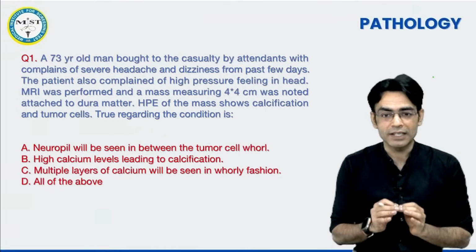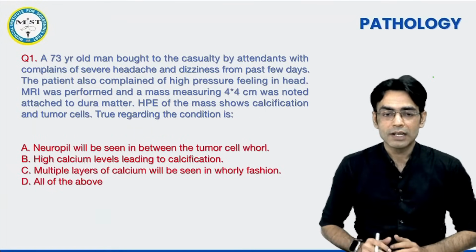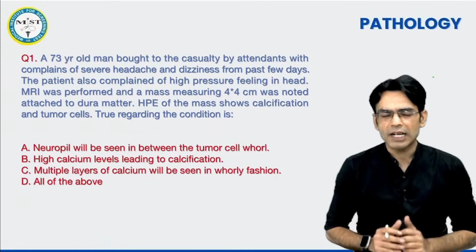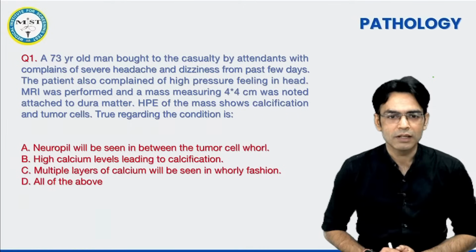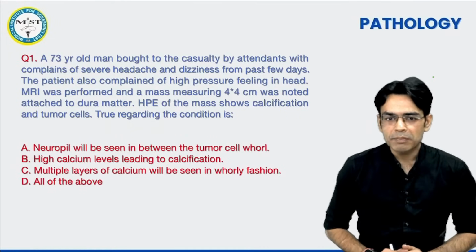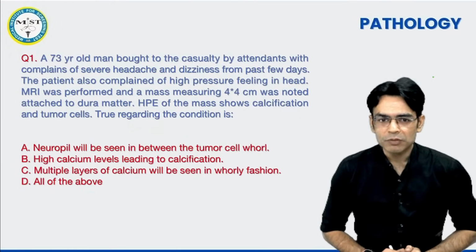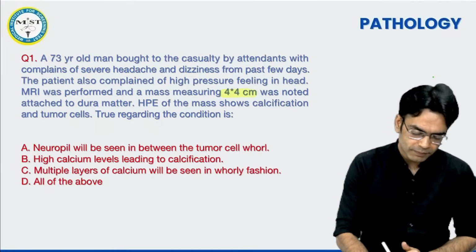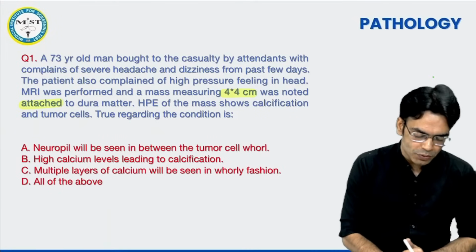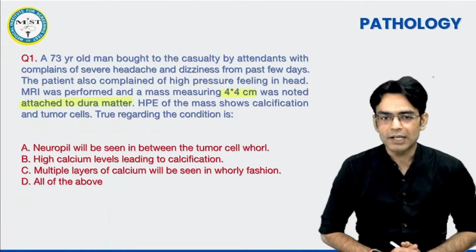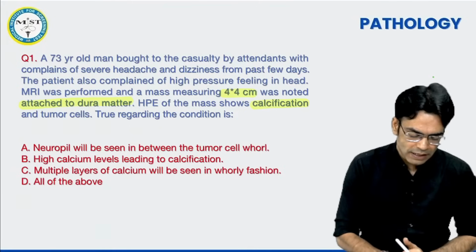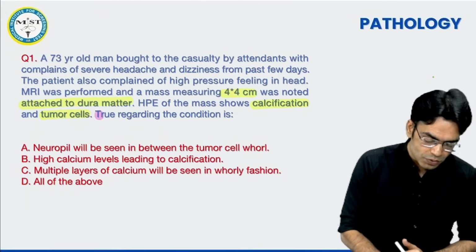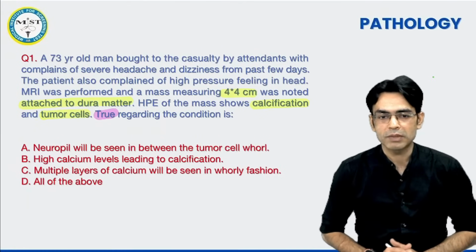55 seconds are there in the exam. You have to read the question carefully. A 73-year-old man is brought to the casualty by attendants with complaints of severe headache and dizziness for the past few days. The patient also complains of a high pressure feeling in the head. MRI was performed, and a mass measuring 4 by 4 centimeters was noted attached to the dura mater. HPE of the mass shows calcification and tumor cells. Which is true regarding the condition? We need to find the true statement from the following.